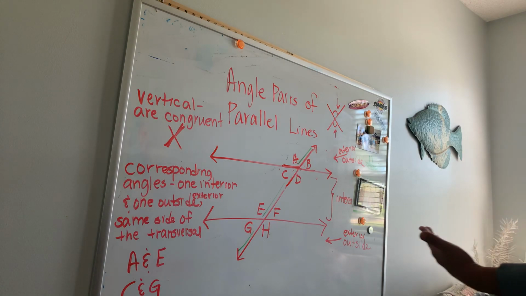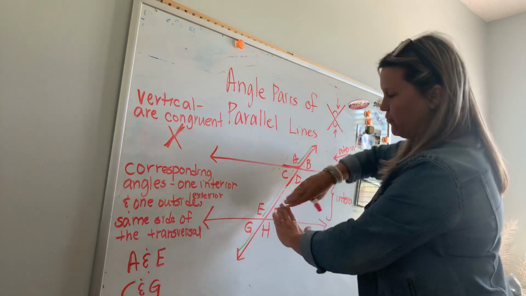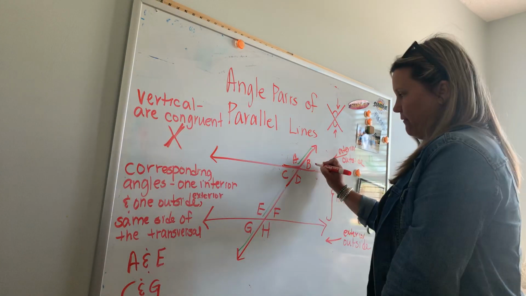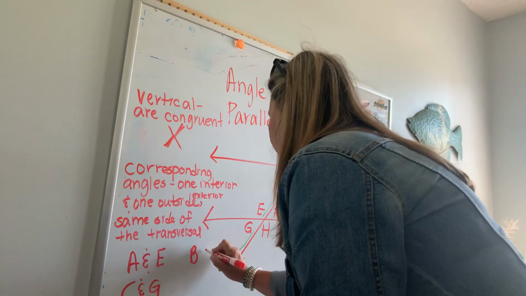Now let's look on the other side of the transversal. So now this time we're going to look on this side. Here's our transversal. B and F. B is on the outside, F's on the inside. So B and F.